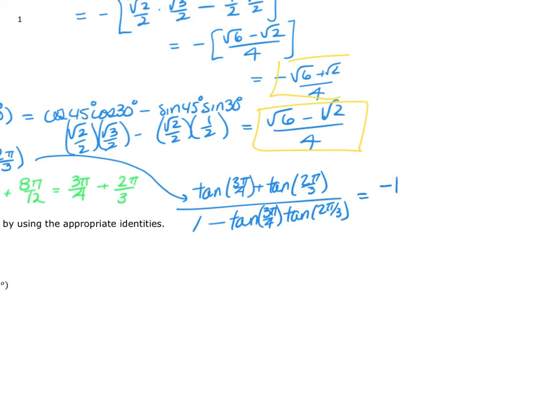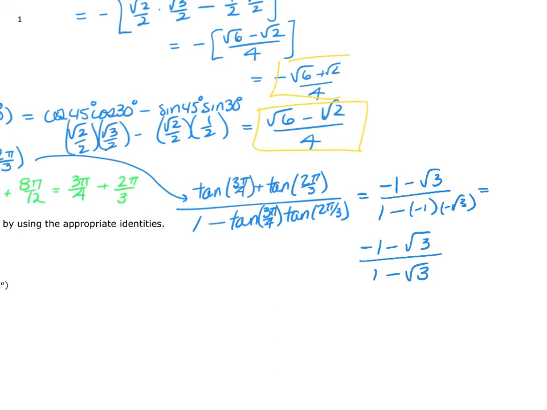2 pi over 3, when I'm in quadrant number 3, is going to give me a negative square root of 3. And then I have 1 minus, and then again, tangent of 3 pi over 4 is -1, and the tangent of 2 pi over 3 is a negative square root of 3. And so I end up with -1 minus the square root of 3 over 1 minus the square root of 3. And I'm totally fine if you leave that answer like that.